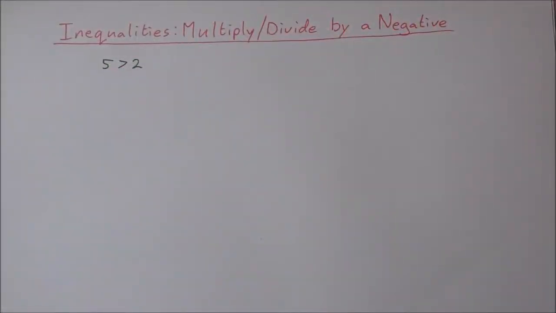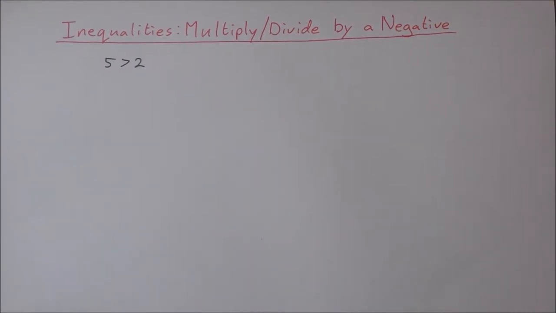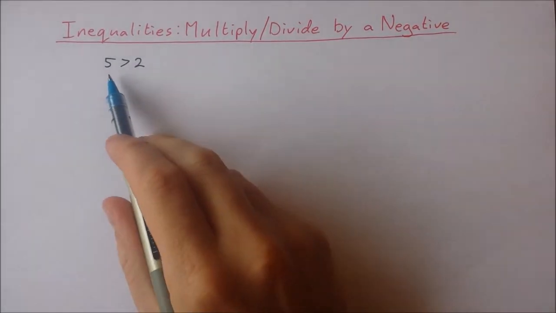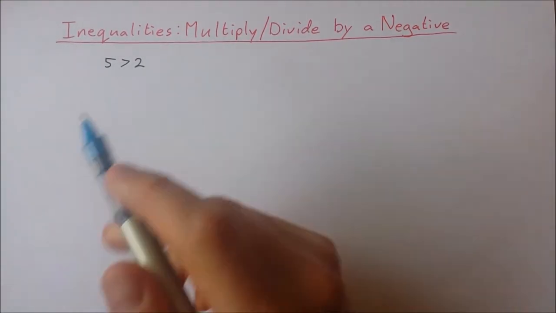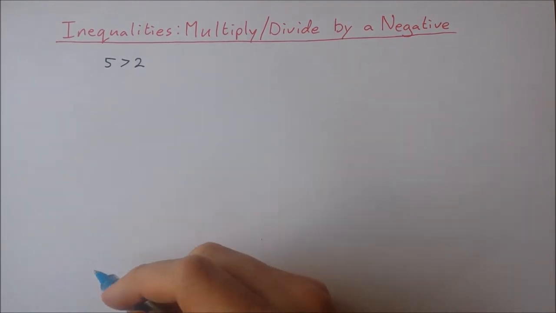Okay, in this video, I'm going to show you the reason why when we multiply or divide an inequality by a negative number, we change the direction of the sign. So I'm going to show you just with a numerical example here, what happens when we multiply, divide, add and subtract by a range of different numbers.